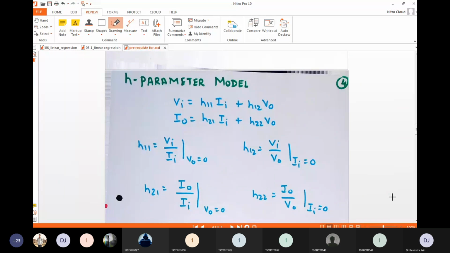Please note down the equations. Then we can discuss about these parameters.